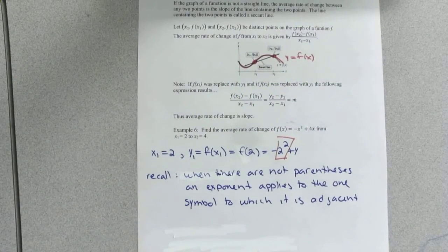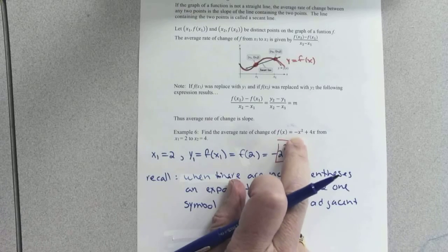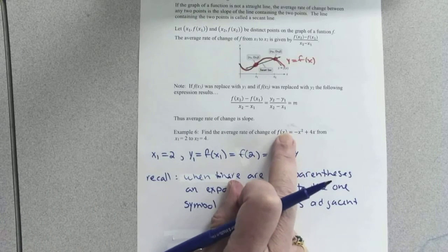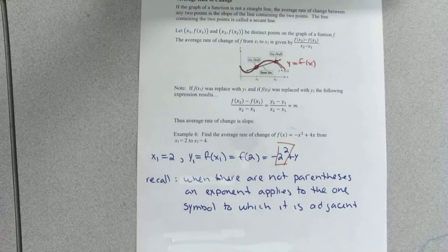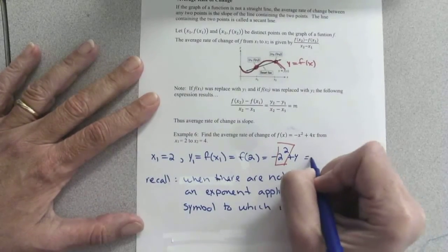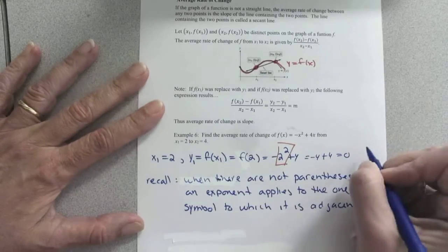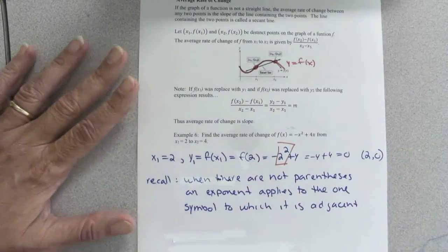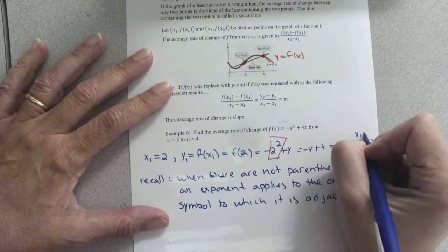Meaning, when I square that up there, I'm squaring only the 2. I am not squaring the negative sign. If I wanted to square the number negative 2, it would be in parentheses. And so the same thing up here, this x squared, only the x is being squared, not the negative. If you don't have parentheses, the exponent applies to the one symbol to which it's adjacent. So this is negative 4 plus 4, 0, and so my point is 2, 0. So there's x1, y1.